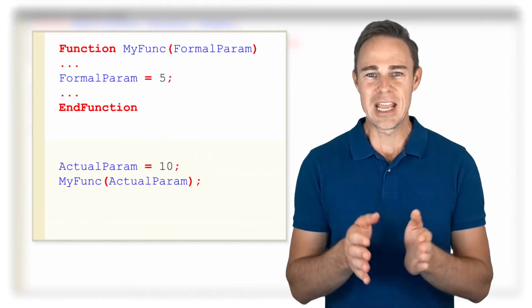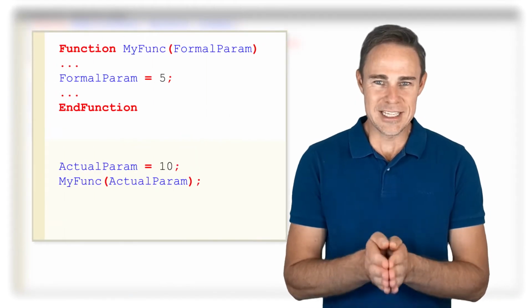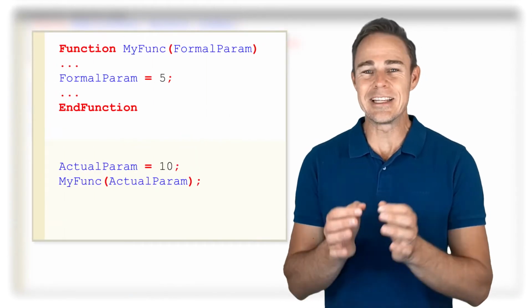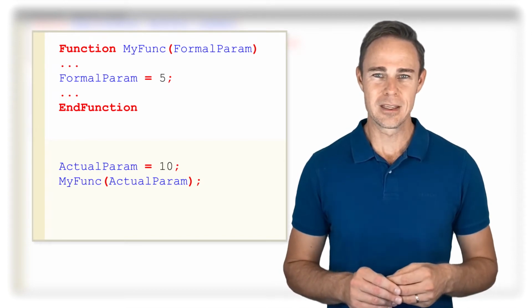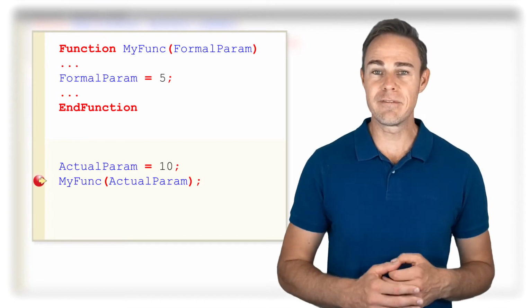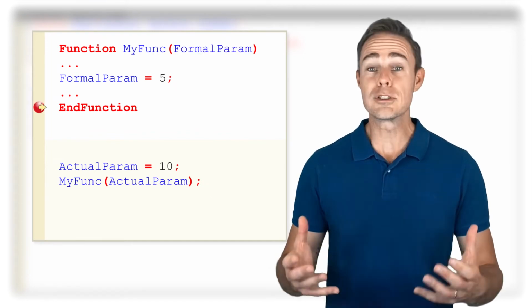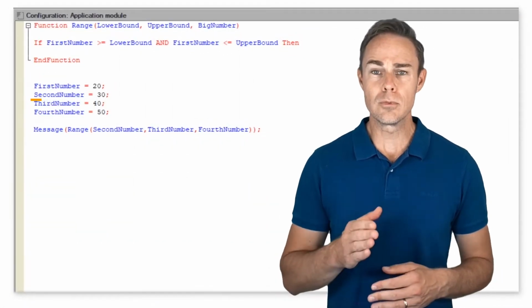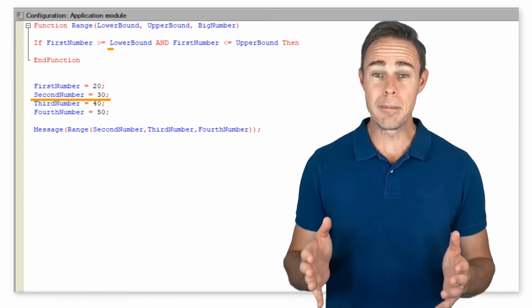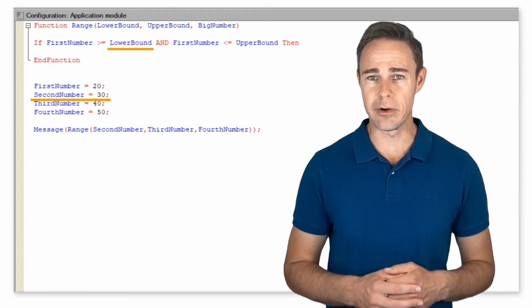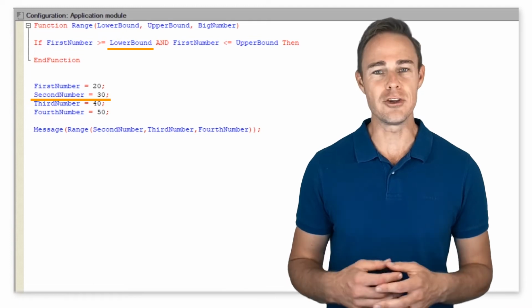The concept is that formal parameters exist only inside the created function. They are created at the start of a function and get deleted at the end of such a function, or a procedure, of course. So second number and lower bound are actually two different variables that share the same value.